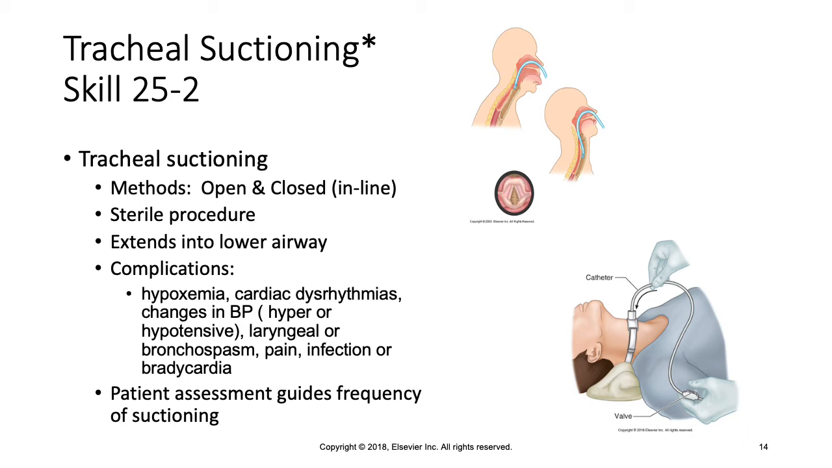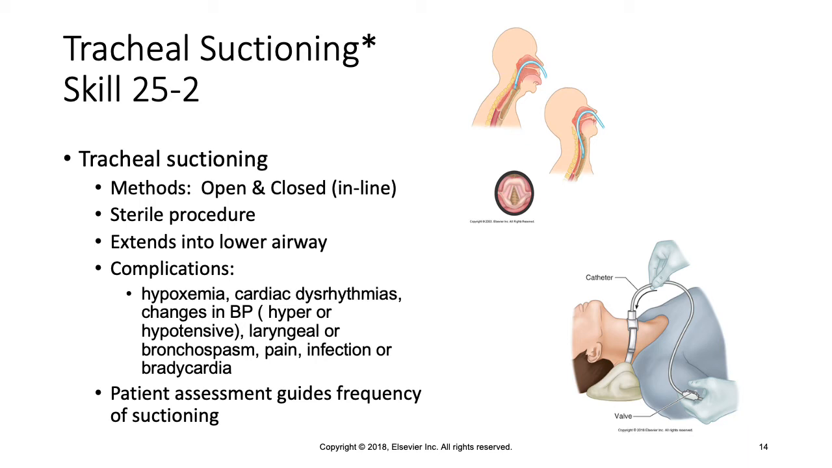Tracheal suctioning is skill 25-2. There are two different types of methods. There is the open method, which you will learn, where the trachea is just open to air. And there's also the closed method, or referred to as the inline method of suctioning, where the catheter is actually enclosed in a plastic sheath. So that one's not a sterile procedure, but the open tracheal suctioning is a sterile procedure. The suction catheter extends into the lower airway to clear out any mucus or debris.